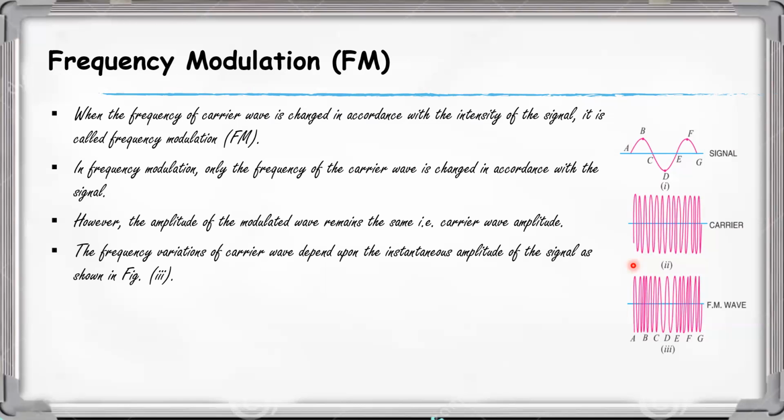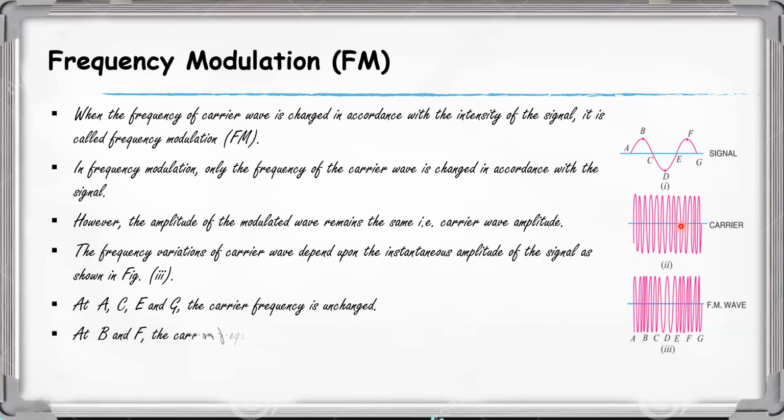We consider the different points marked in the signal. Then looking at the signal, in the points A, C, E and G, the amplitude of the signal is 0. If the amplitude is 0, then there is no variation in the carrier frequency. Then the carrier frequency is unchanged.